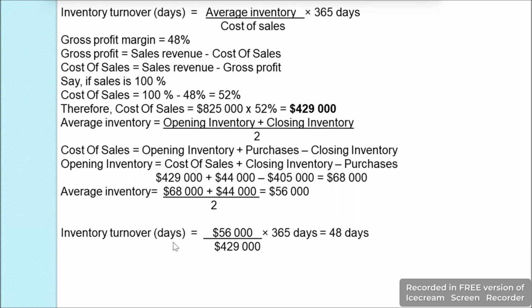Now we can find the inventory turnover ratio, which is equal to the average inventory, which is $56,000, divided by the cost of sales, which is $429,000, times 365 days. We'll get the value as 48 days.